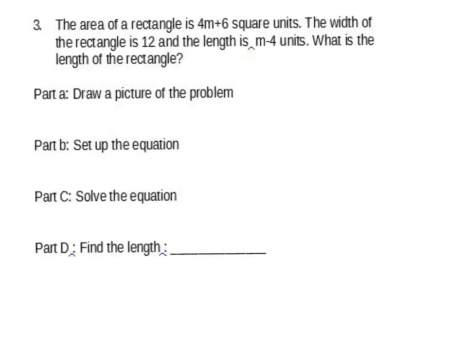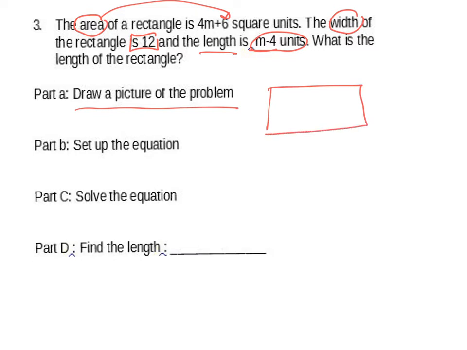Okay. The area of a rectangle is 4m plus 6. So I want you to circle the word area, and I want you to point it to 4m plus 6. The width of a rectangle is 12, and the length is m minus 4. So they want us to draw a picture. So I'm going to draw a box. All right, so in this rectangle, the width is 12, and the length is m minus 4. They also tell us that the area is 4m plus 6. So I'm going to write area is equal to 4m plus 6.